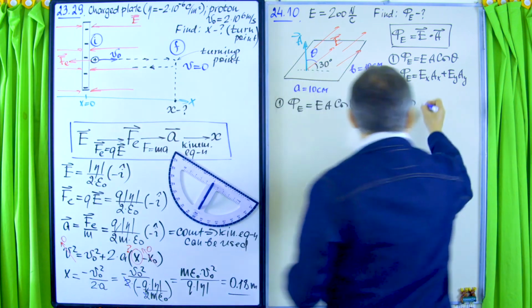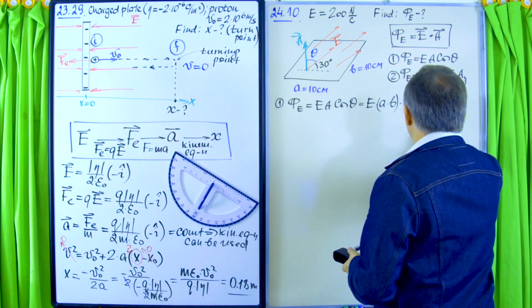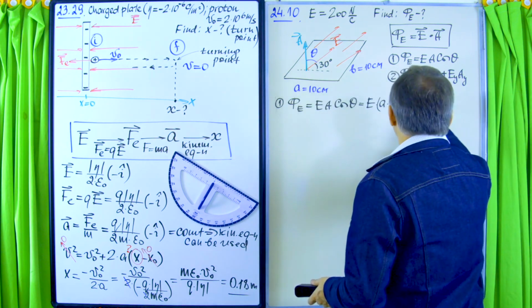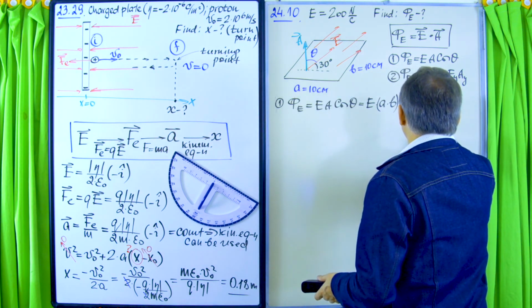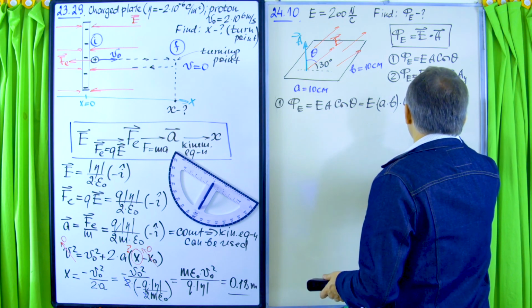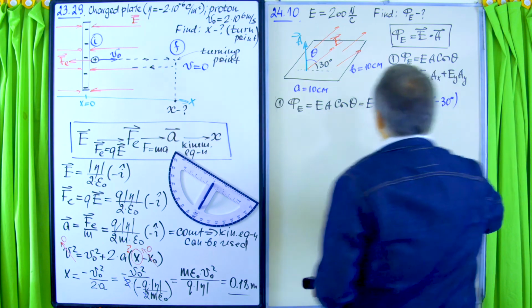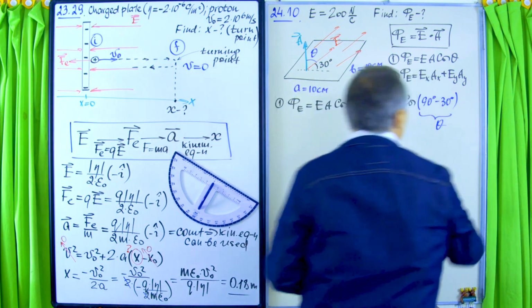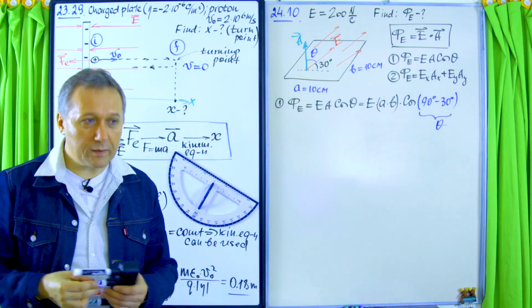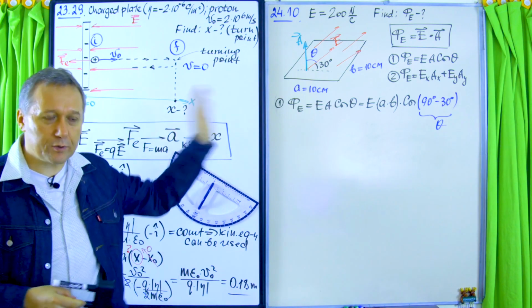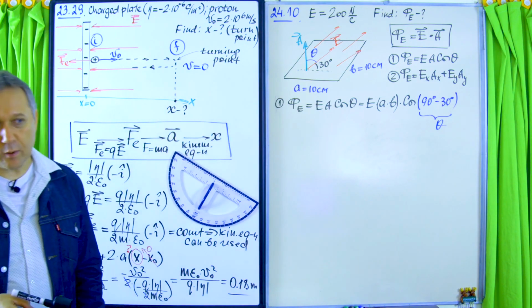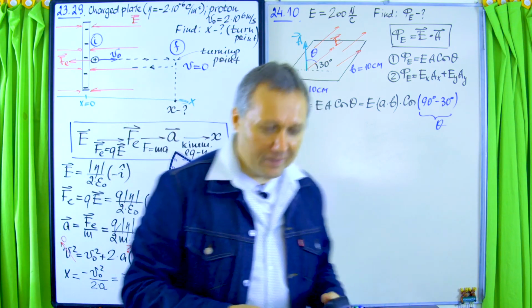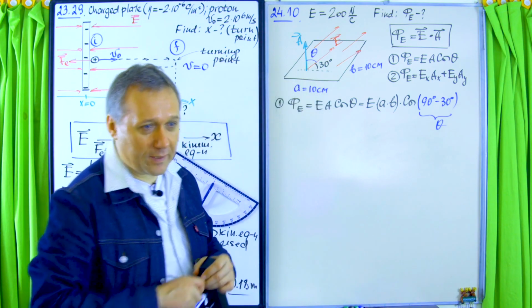Over here, let me use a different color. So it will be 90 degrees minus 30 degrees. So it's basically theta. Quite a few students just grab 30 degrees and use it over there, hoping that it will be correct. It's better to understand why this or that angle is correct.